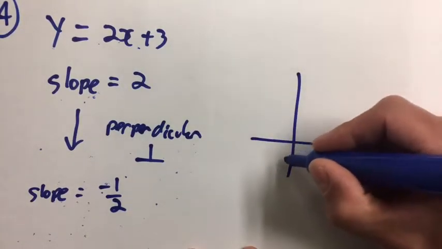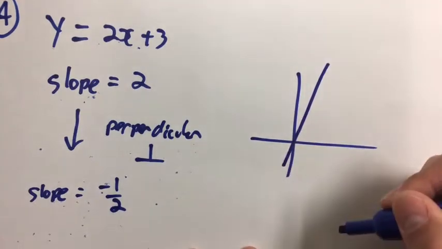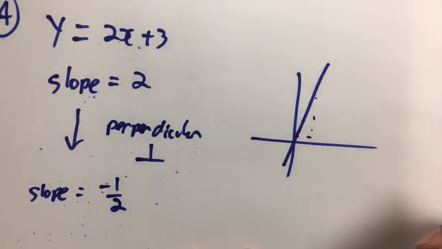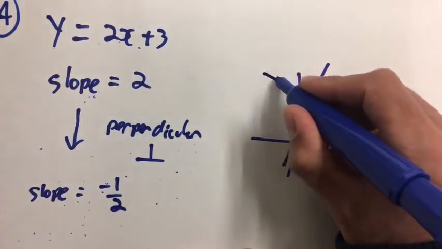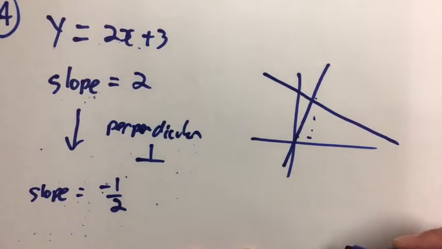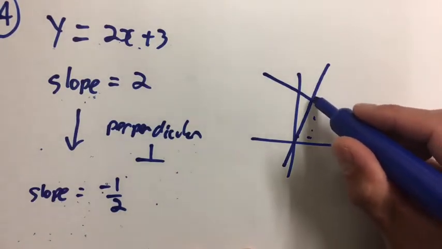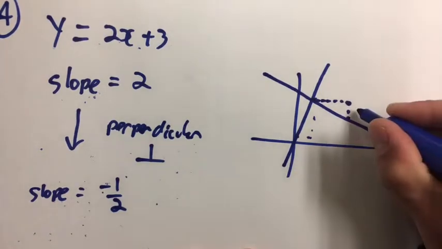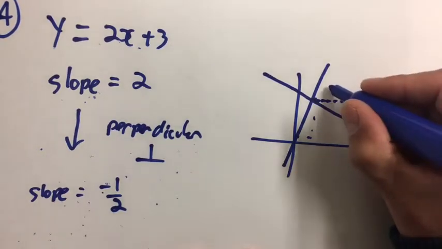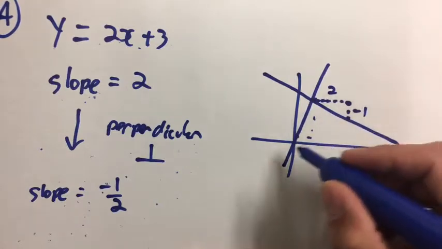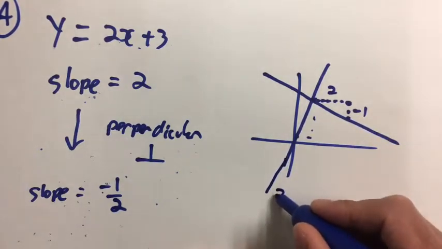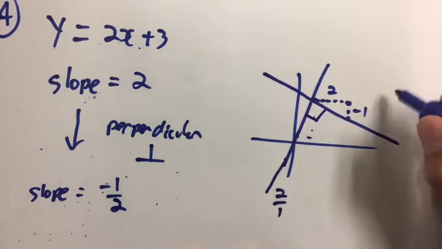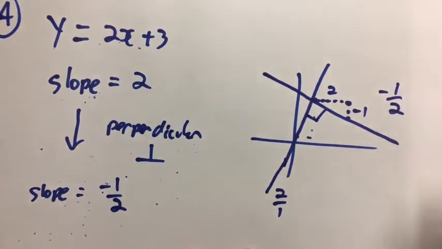Here's a line with a slope of 2. A slope of 2 means if we go over 1, we go up 2. This line is perpendicular to it. And what's the slope of this line? Well, if I go over 2, I go down 1. So I have a rise of -1 when I have a run of 2. So if this has a slope of 2/1, the line that is perpendicular to it has a slope of -1/2.